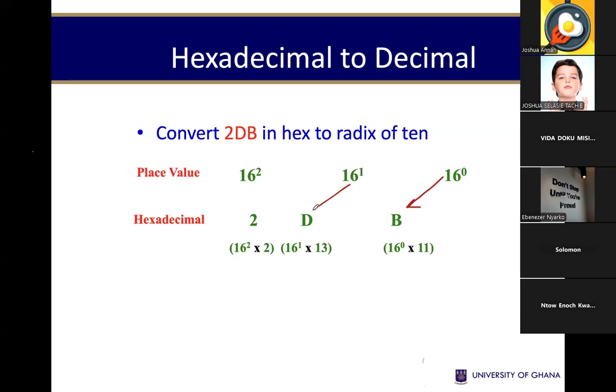This guy is also here. So that's going to give me D times 16 to the power 1. And my D is the same as 13. This guy is the same as 11. And then the place value will be 16 to the power 2. So I'm going to have 16 to the power 2 times 2. So when I do all those things, what am I going to have? I'm actually going to have the final answer in decimal, which is 512 plus 208 plus 11. That'll give me 731.